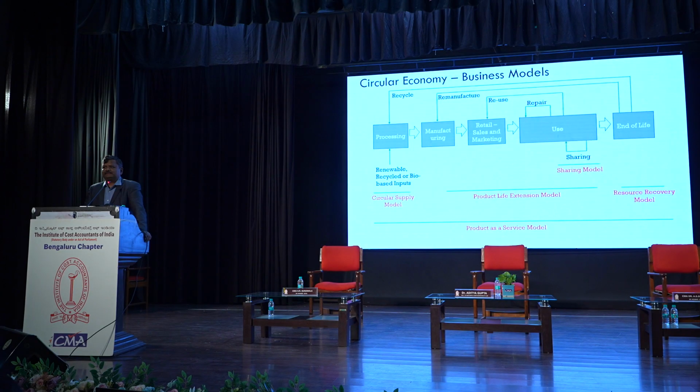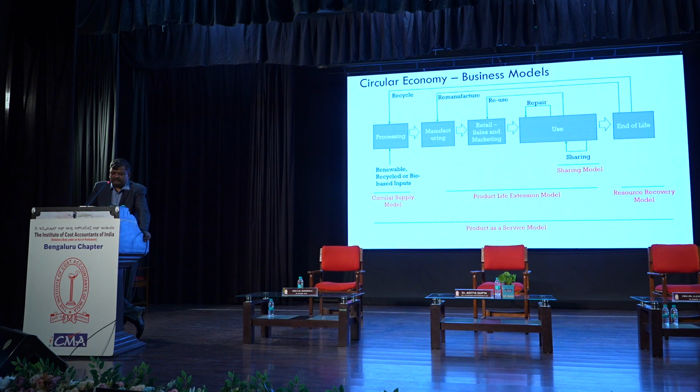So what you see on the screen is a snapshot of how and where these particular models work in the circular economy. As far as the circular business model is concerned, it tries to ensure that we do not use virgin material and we use renewable or recycled material. The product life extension and the sharing model try to extend the economic life of the product, and the resource recovery model ensures that we recycle everything that is there at the end of the life.